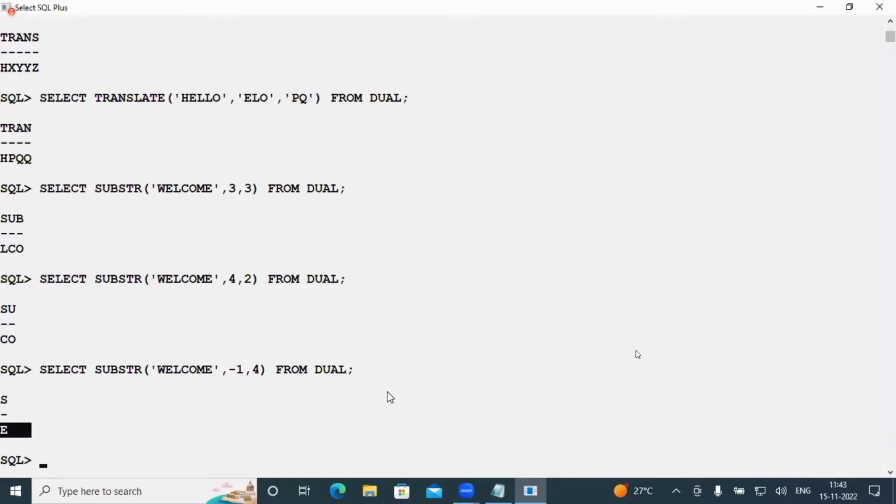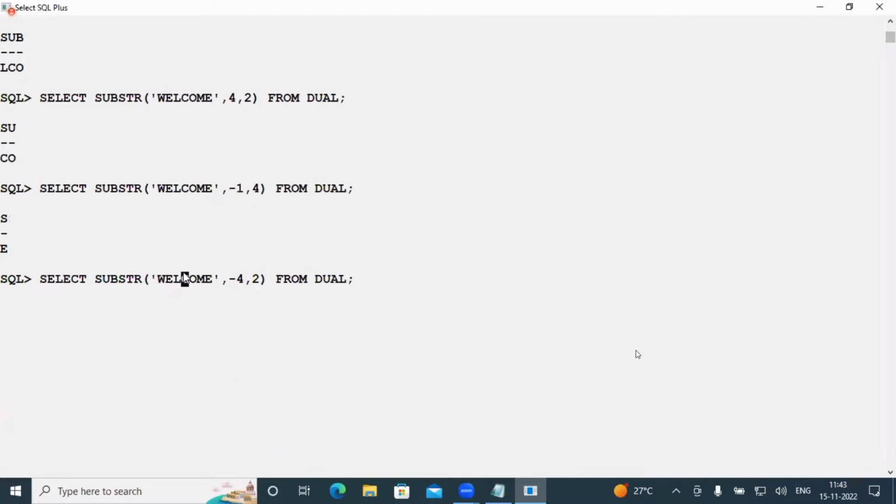Okay, now to understand this, suppose I'm passing here minus 4 comma 2. Now see -4, where is it? -1, -2, -3, -4. So -4 is C. From C, here +2, that means right side. So CO. Can you check it out here? CO.